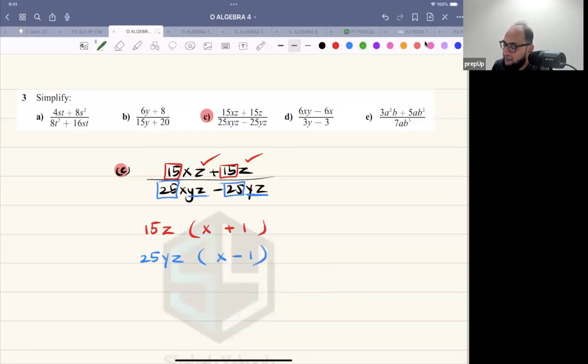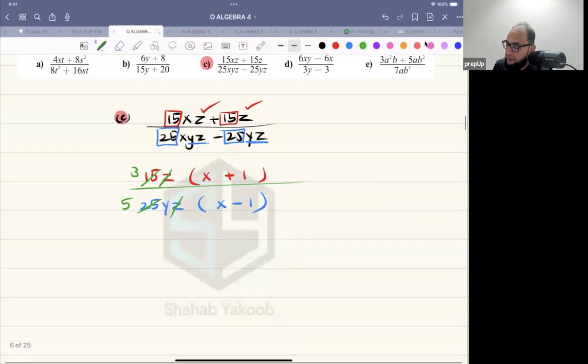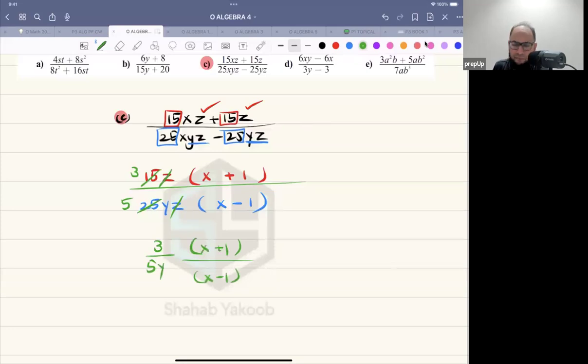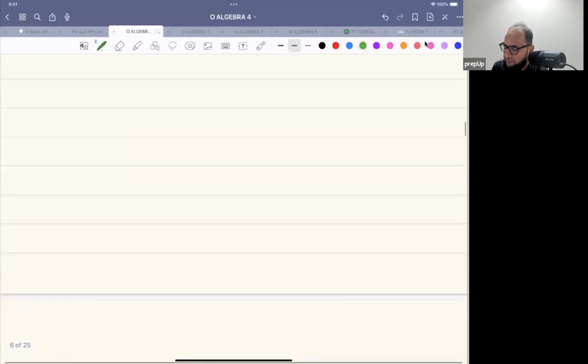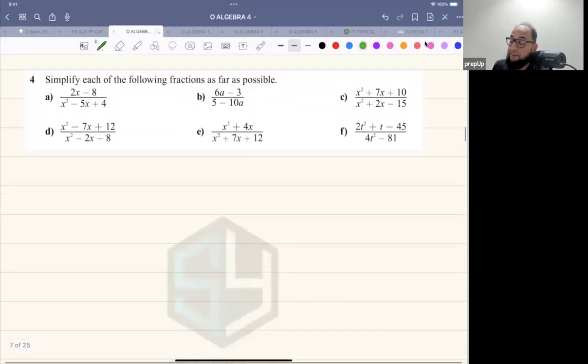So now let's divide. The z and the z cancel out, 5 3s are 15, 5 5s are 25. So this is 3 over 5y, and inside the brackets we are left with x plus 1, x minus 1. I think it's pretty straightforward. Something like the example that I just did. So why don't you go ahead and try out part E. I'll again pause the recording.